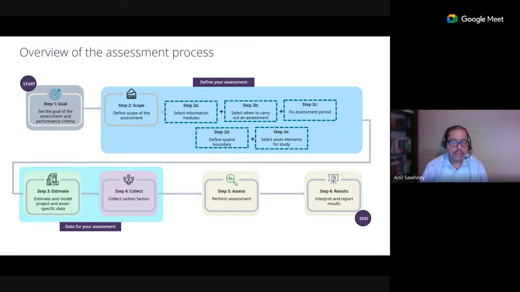In step 2E, you're going to determine which elements you're going to study. Is it the foundation? Are you including MEP? Are you including HVAC? And so on. So all of that becomes the scope definition. The next thing that you need to do is estimate. How much concrete, how much steel, how much paint, how many air handling units, how many lifts or elevators, how many escalators, how much tile. All of that needs to be estimated.